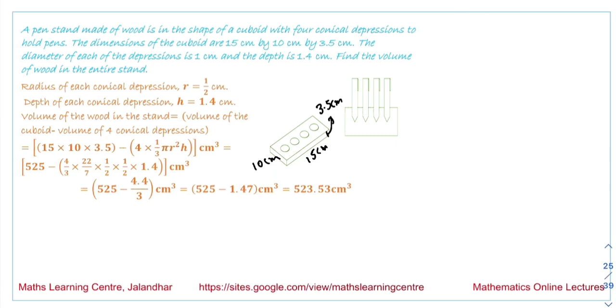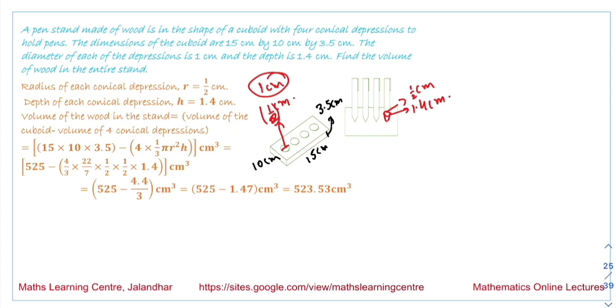These depressions are given to us, their radius is given to be 1 by 2 centimeter. The radius is this, the diameter we have is 1 centimeter, and these portions are in the form of a cone. The radius we have is 1 by 2 centimeter and the depth we have is 1.4 centimeter. So we have to find the volume of the entire wood used in the stand.